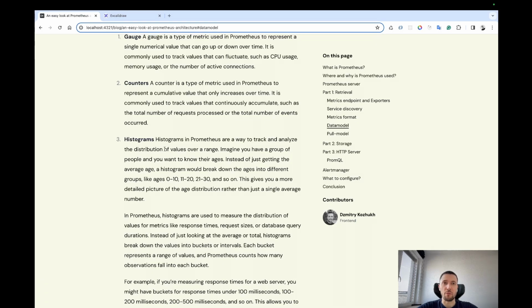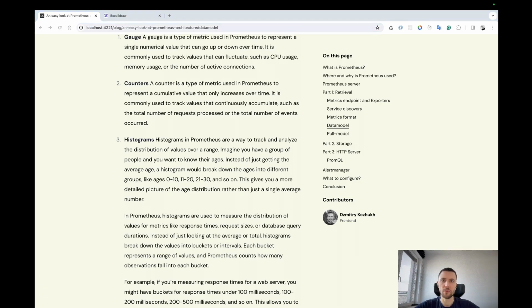There are also summaries. Summaries are similar to histograms, but they tell you important things about the data you are monitoring, such as how fast it's changing and how spread out the values are.